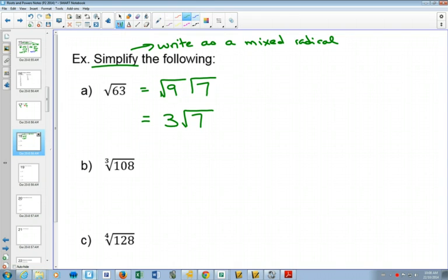Now we've got 108, and it's a cube root. So now you're looking at your perfect cubes. What divides 108? 27, and it's 27 times 4. And the cube root of 27 is 3.